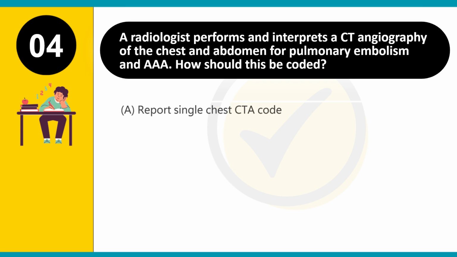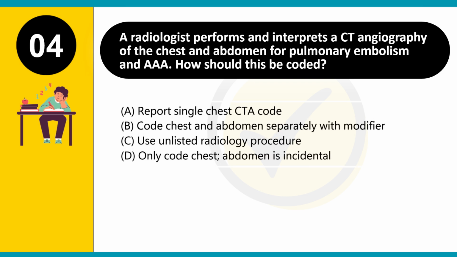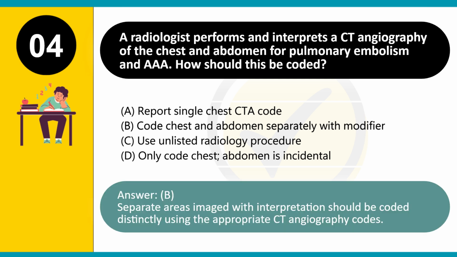A radiologist performs and interprets a CT angiography of the chest and abdomen for pulmonary embolism and AAA. How should this be coded? A. Report single chest CTA code. B. Code chest and abdomen separately with modifier. C. Use unlisted radiology procedure. D. Only code chest, abdomen is incidental. Answer, B. Separate areas imaged with interpretation should be coded distinctly using the appropriate CT angiography codes.